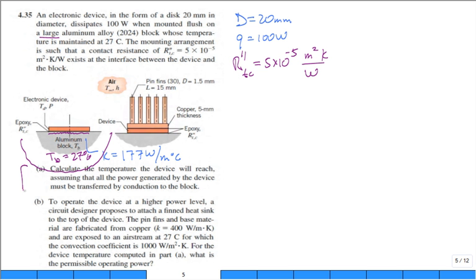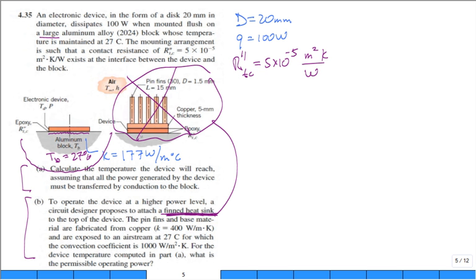Only part A do we want to talk about. Part B is if you put on a finned heat sink on the top of it. Oh, it's worthwhile investigating, but we don't have time. So put a finned heat sink on it and then analyze it again. Well, let's just look at part A. So part A says calculate the temperature the device will reach, assuming that all the power generated in the device must be transferred by conduction to the aluminum block. So there's no convection taking away some of that 100 watts. All the 100 watts goes into the block.